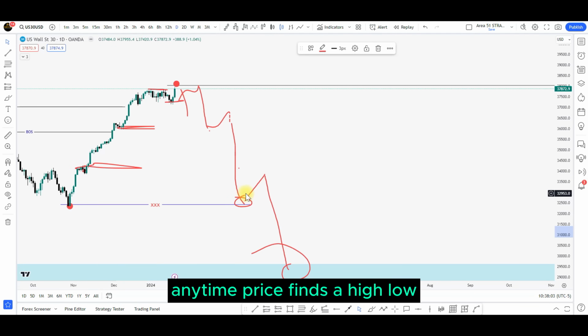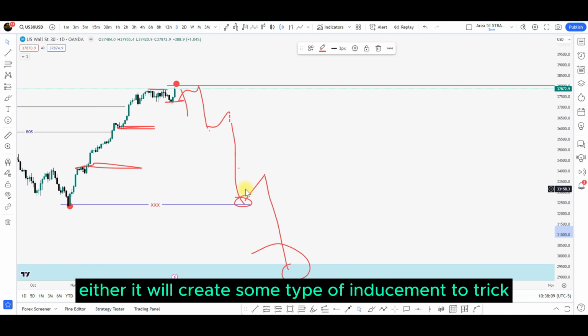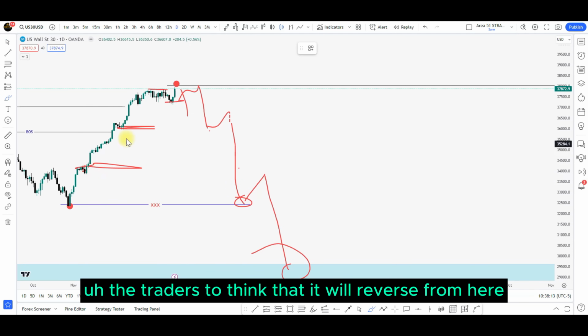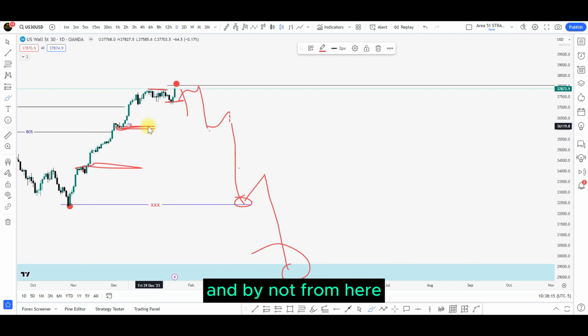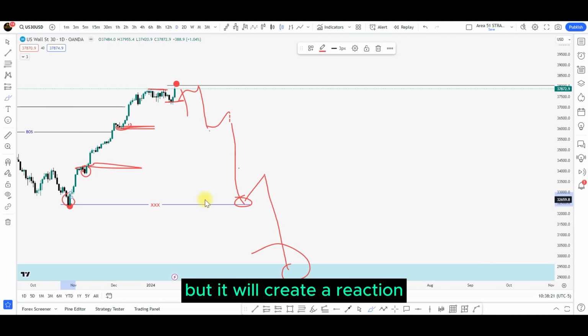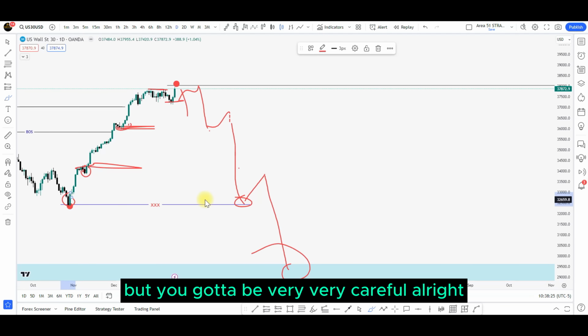Anytime price finds higher lows or lower highs, it will always react. It will do some type of reaction. Either it will create some type of inducement to trick the traders to think that it will reverse from here, which might not, and then from here, which might not. But it will create a reaction which you can take advantage of, but you have to be very, very careful.